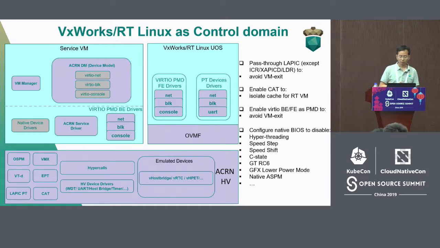And for VxWorks and RT Linux, to realize real-time, we adopt key technologies. First, we would pass through the local APIC to the RTVM, and the interrupt processing will not interfere with the OS, and the hypervisor will not intervene, to reduce the latency. And the second key technology is enabling CAT. The main feature here is to divide the cache, and the RTVM will have an exclusively occupied cache and will not interfere with other OS.